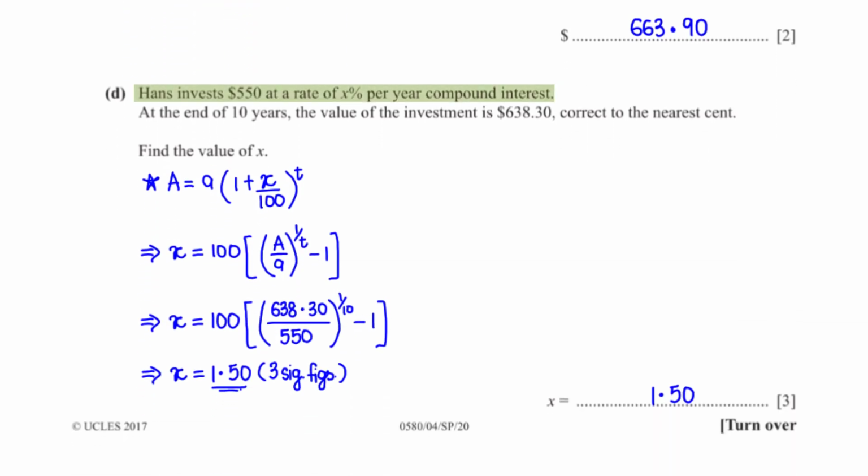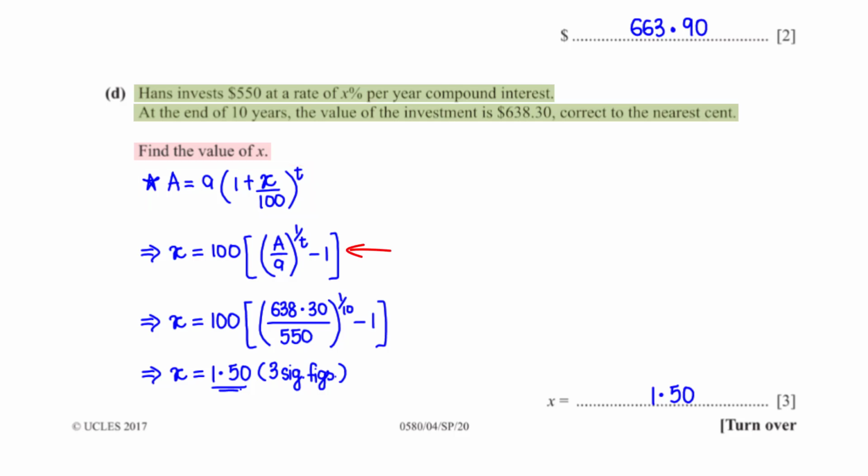Hans invests $550 at a rate of X% per year compound interest. At the end of 10 years, the value of the investment is $638.30, correct to the nearest cent. Find the value of X. Since we are dealing with compound interest in this case as well, we need to apply the compound interest formula. The annual rate has been given as X% and we want to find the value of X. When we make X the subject of the equation, this is what we get.